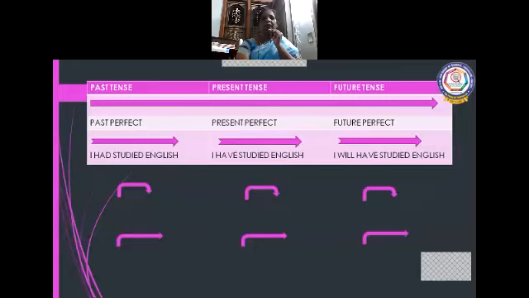So this is past perfect and present perfect. I have studied English. I will have studied English. So this is the present tense you'll use. I have studied English. Past tense, I had studied English. Future, I will have studied English.